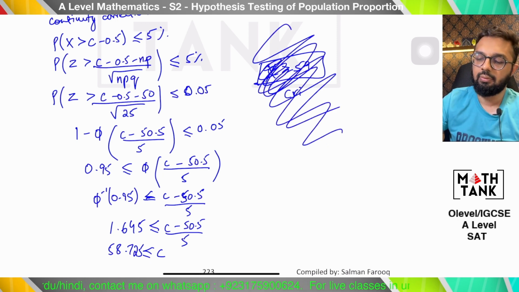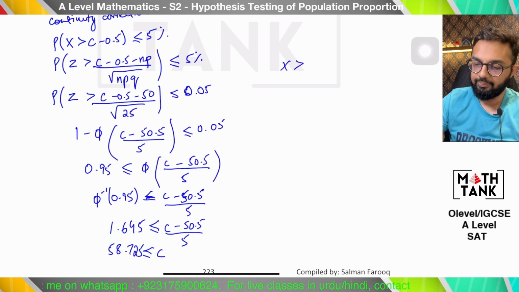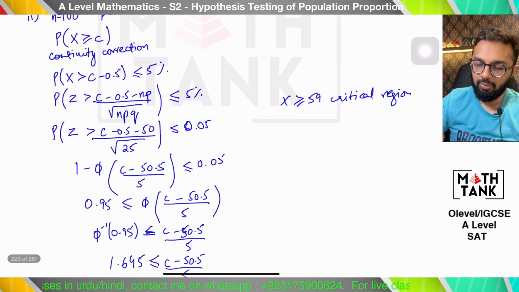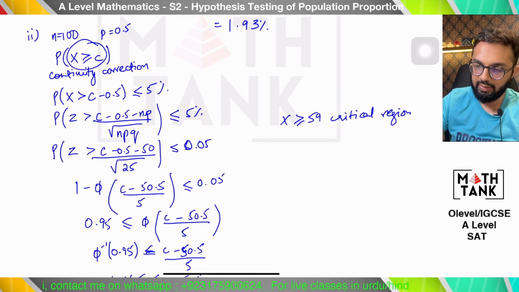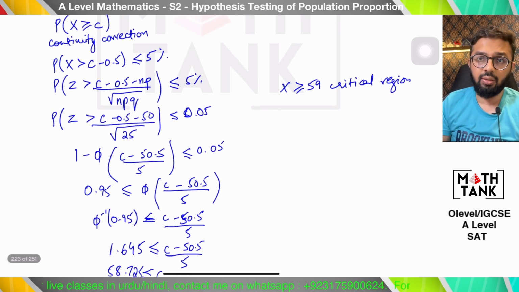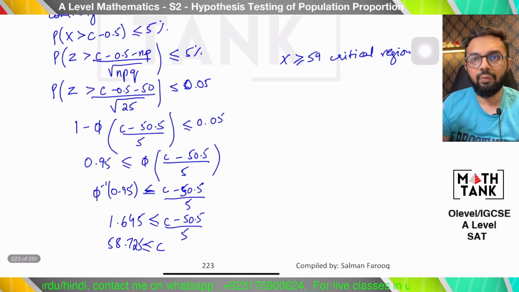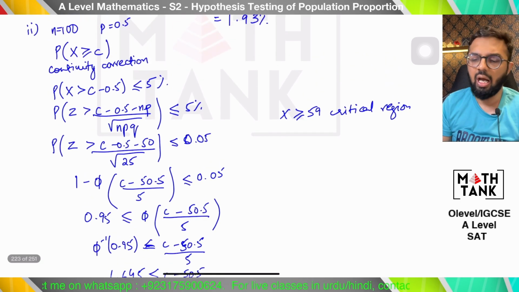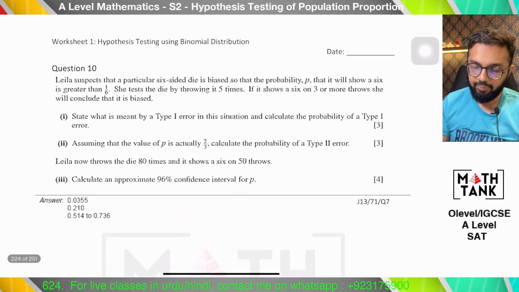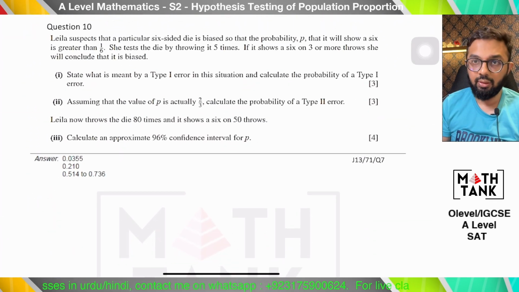Okay, because I described the critical region as X is greater than or equals to C. Now C can't be a decimal number for that matter. If it has to be greater than or equals to 58.725, then the first integer value that I have is 59. Okay, difficult question. Let's do the last one for this marathon today.